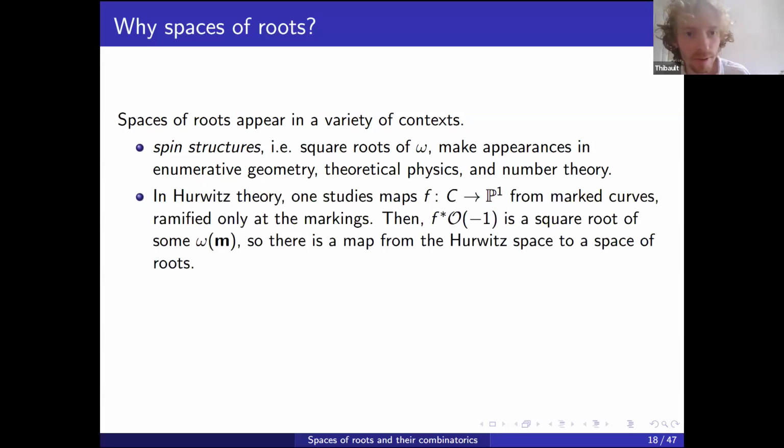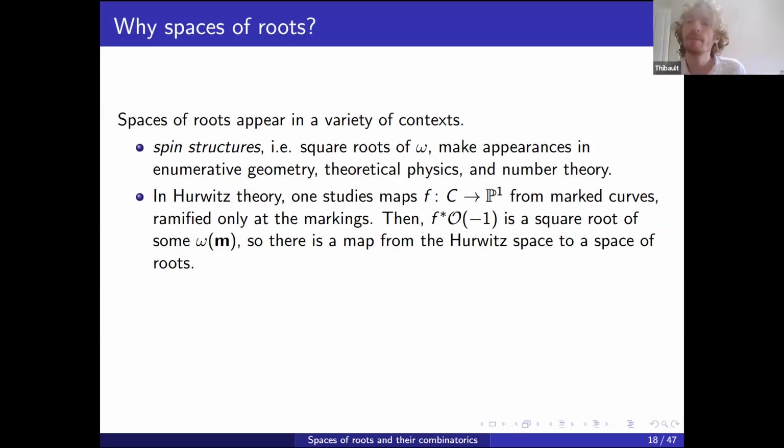What I do know a bit more about is Hurwitz theory. So Hurwitz theory is the study of maps from curves to P1 where you control where the ramification happens. So you demand that the map to P1 is only ramified at the markings of your curve C, and you also want to impose how much ramification happens. So you're going to say, oh, I want my ramification index to be 3 on the first marking and 4 on the second and 6 on the third, and then 1 everywhere, something like that.